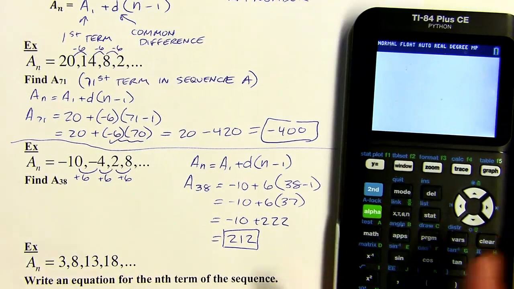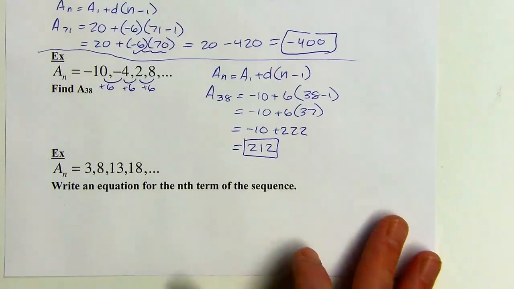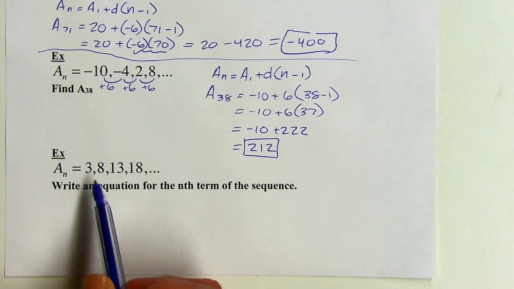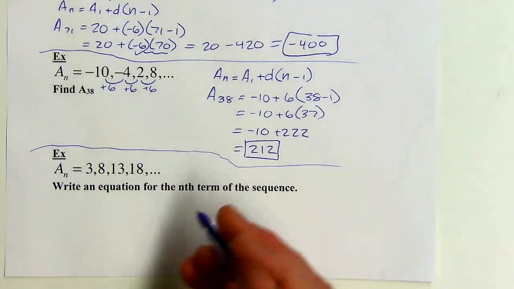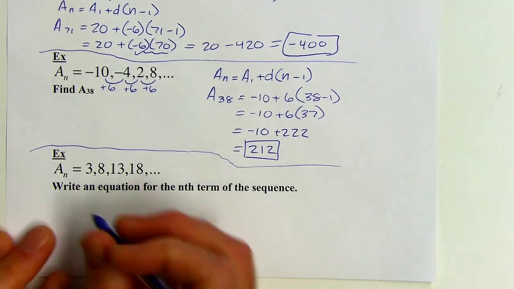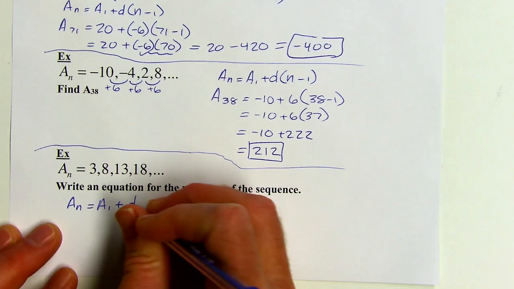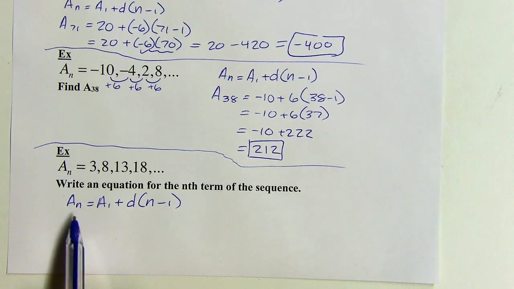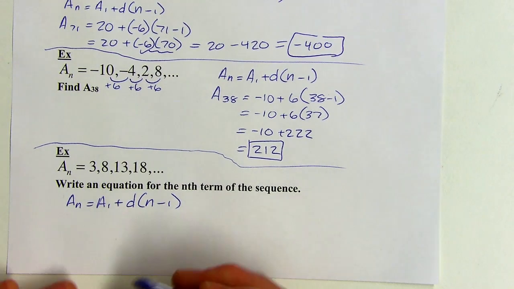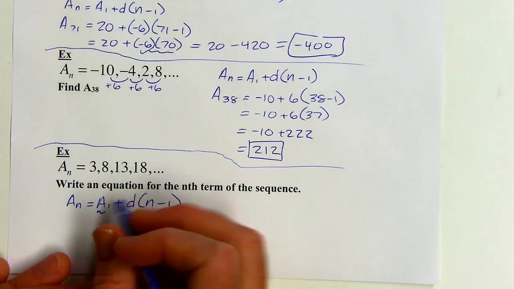Okay, so let's try one more. Oh, this one's a little different. This is not asking me to find a specific term in this sequence. When it says write an equation for the nth term, that means I want to write an equation something like this. So I'm using the same formula, and I'll plug everything I can into that. I'm not looking for the 71st or the 38th term. I'm just writing an equation so that I could build any term. So the things that I'm going to plug in are these two pieces, and that's it.